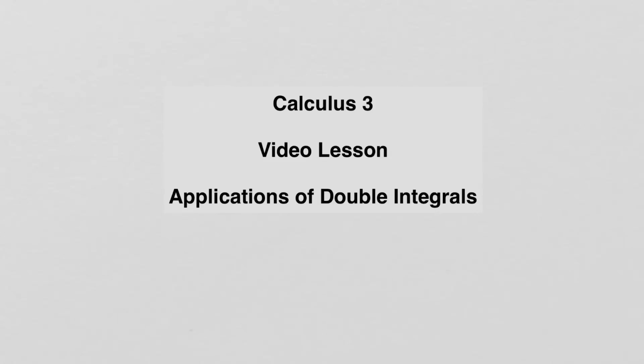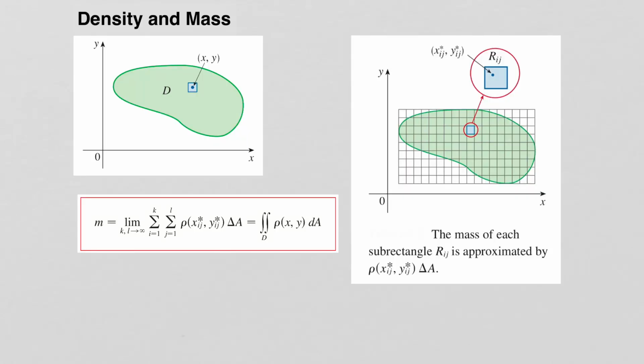Applications of double integrals. Density and mass. Suppose we have a region in the xy plane, and suppose that at a given point (x, y), we can define the density at that point as some function rho of (x, y).